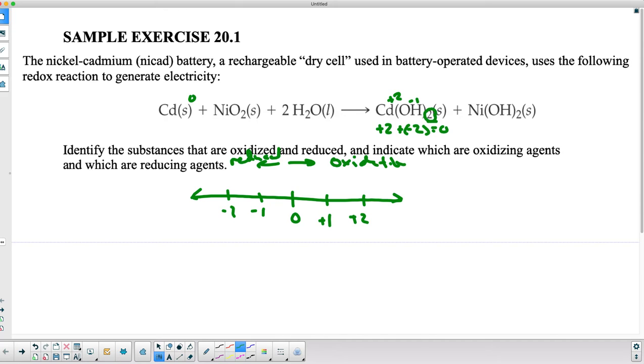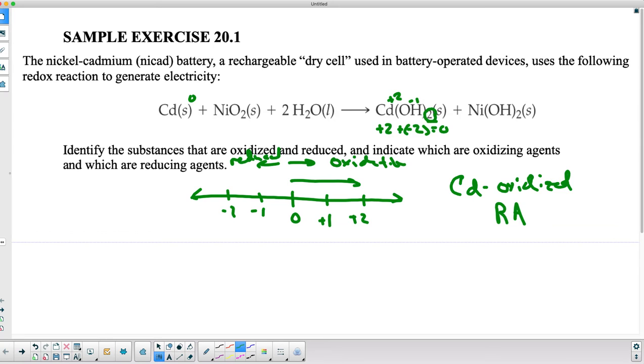So I have cadmium moving in this direction from a 0 to a +2. So that means automatically that cadmium is being oxidized, which means that it is the reducing agent. You see how we switch it around there? Now let's see what the reduced thing is, that's going to be the oxidizing agent.